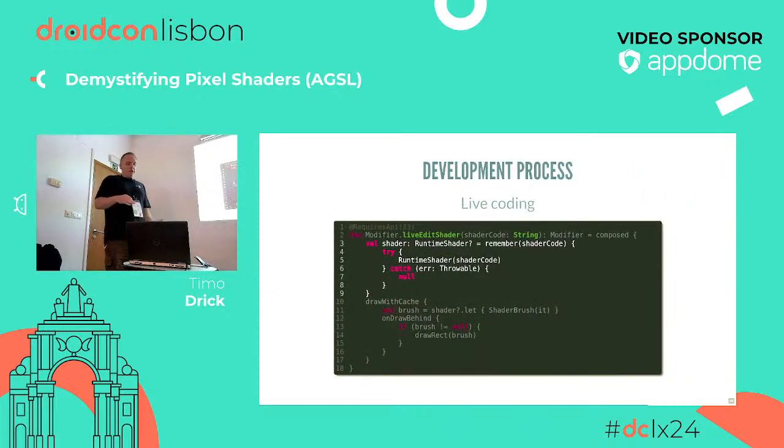Now, how can we develop shaders? You can change the code directly in your string variable, but every time you make a mistake, the app will crash. So it makes sense to catch errors during the development process at least.